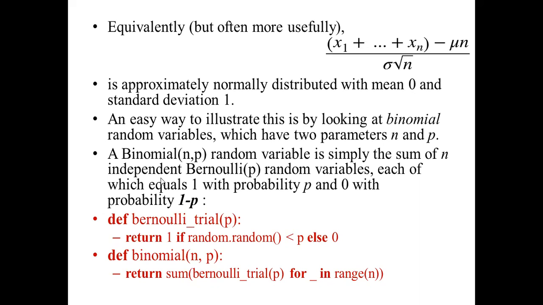An easy way to illustrate this is by looking at binomial random variables, in terms of 0 and 1, which have two parameters n and p. A binomial n, p random variable is simply the sum of n independent Bernoulli random variables, each of which equals 1 with probability p and 0 with probability 1 minus p. Let me tell you about the Bernoulli random variable, which is again between 0 and 1.